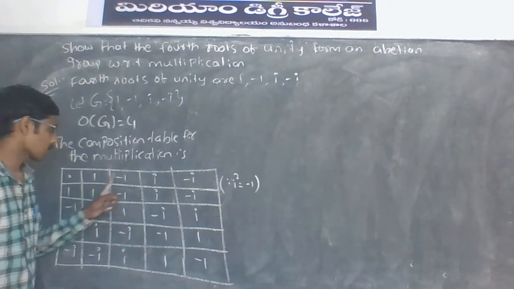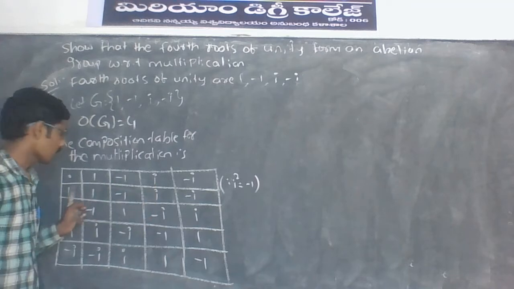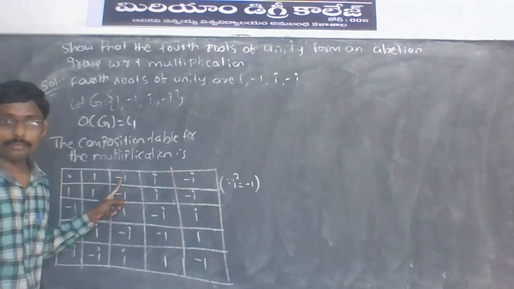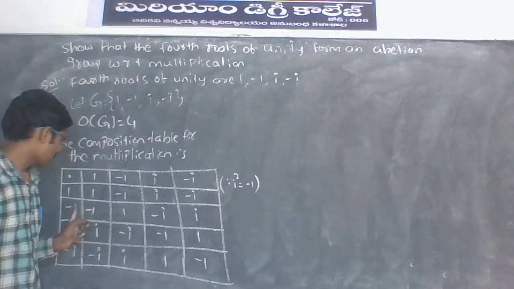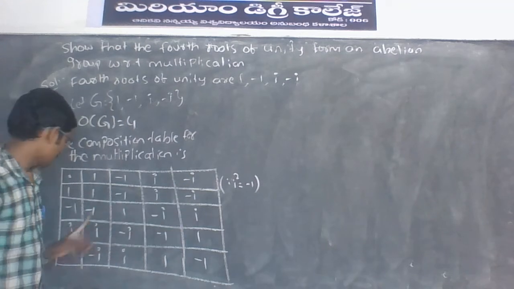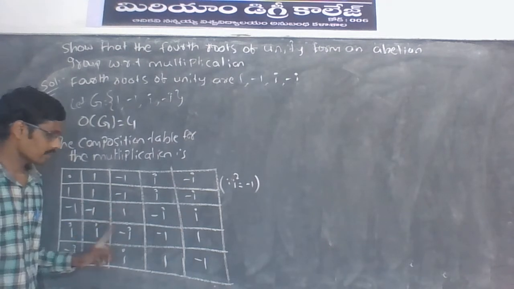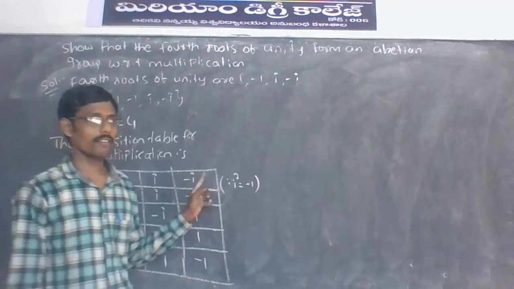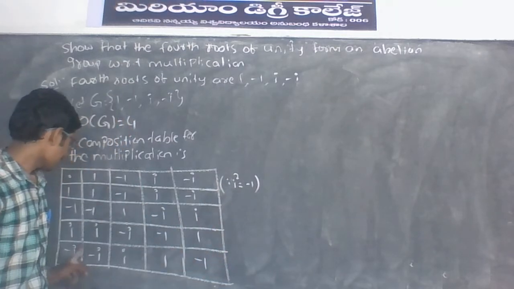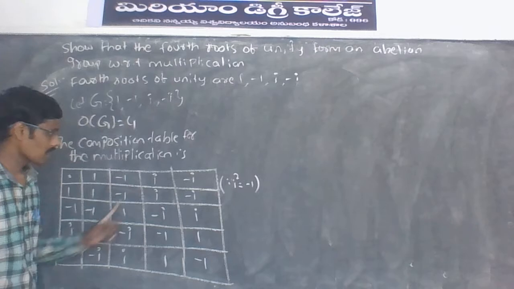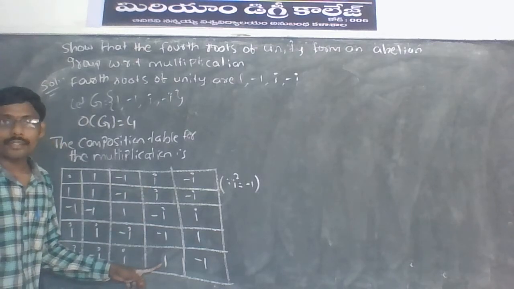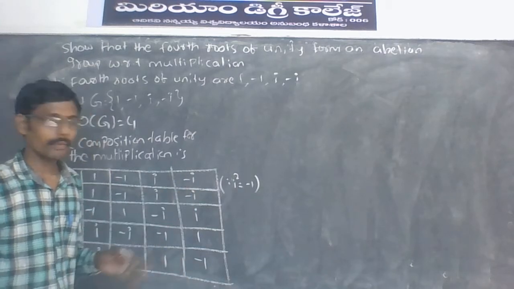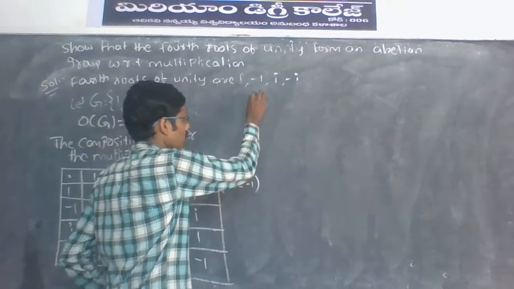1 into 1 is 1, 1 into minus 1 is minus 1, 1 into I is I, 1 into minus I is minus I. Next, minus 1 into 1 is minus 1, minus 1 into minus 1 is plus 1, minus 1 into I is minus I, minus 1 into minus I is plus I. Next, I into 1 is I, I into minus 1 is minus I, I into I is I square, value minus 1. I into minus I is minus I square, value plus 1. Next, minus I into I is value plus 1, minus I into minus I is I square, value minus 1. So this is the composition table. It forms an abelian group.